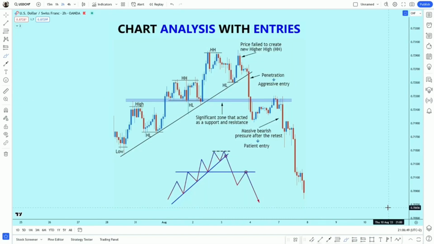Now let's see example of a bearish reversal. This time we have uptrend and we have higher highs and higher lows. And as you can see, we have this significant zone here. It acted as a resistance here, but then it acted as a support here, here and here. Price continued to go up, form another higher low and then went up but failed to break this previous higher high.